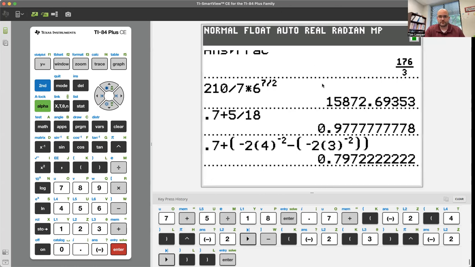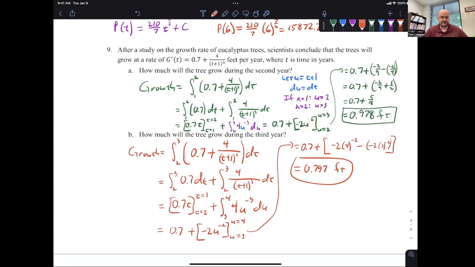Outstanding. So here we go. Fantastic. Here is question 9 for the review for exam 4.